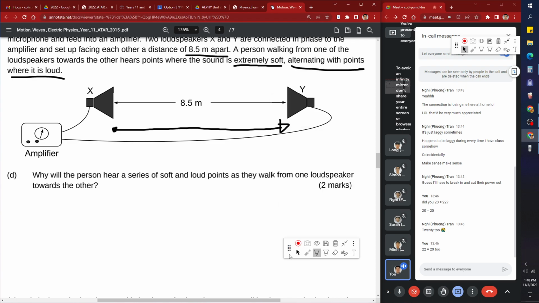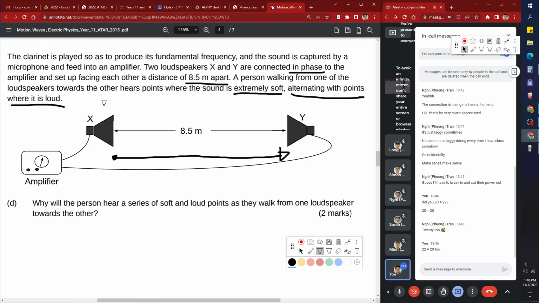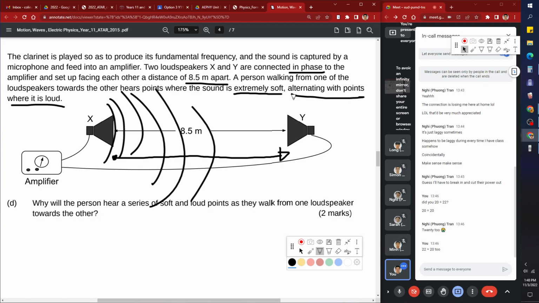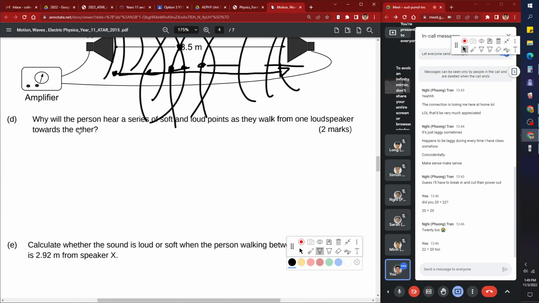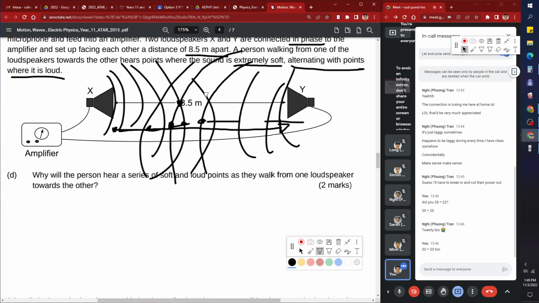Well, it did say that they're connected in phase, right? So the sound's going out like this. What happens is sometimes a crest and a crest meet, and sometimes the crest of this one and the trough of this one meet. And so we get these lines of soft and loud. Obviously my drawing's not great, but you get the picture. Because it's a single frequency, it's the same wave emitting from these two speakers, one this way and one that way, and when they meet, sometimes they interfere.